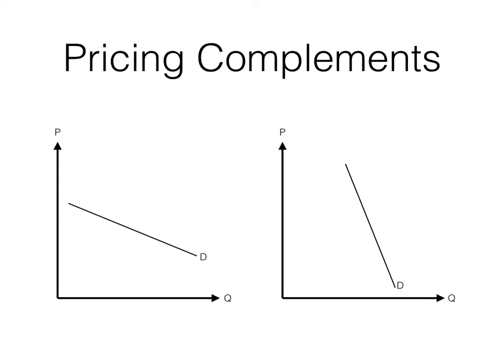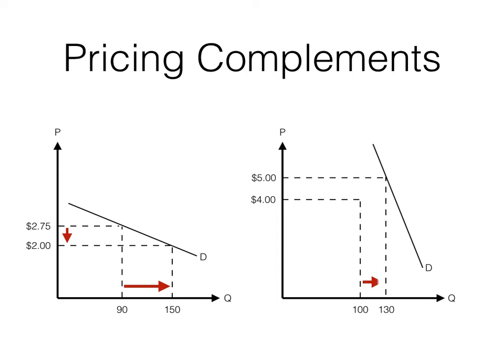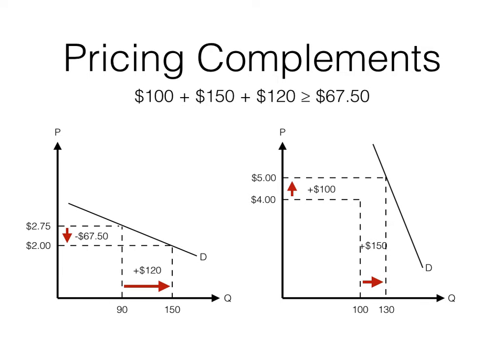Now, what about pricing complements? We have a similar situation here. The prices are set at $2.75 and $4, and in this case, you want to do the opposite. You want to lower the price in the complementary low markup market to drive people to do business over in the more inelastic high markup market. And again, we're seeing that the increased sales are greater than the $67.50 loss from lowering the price in the low markup market.